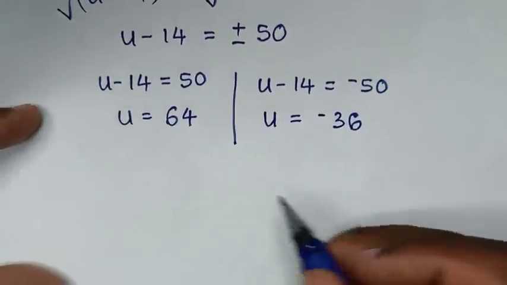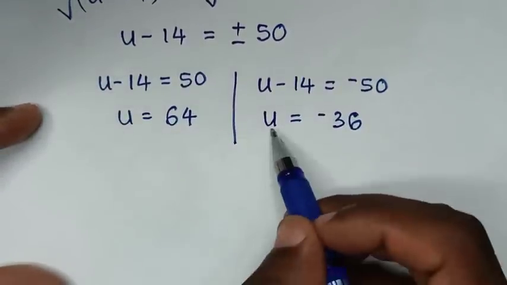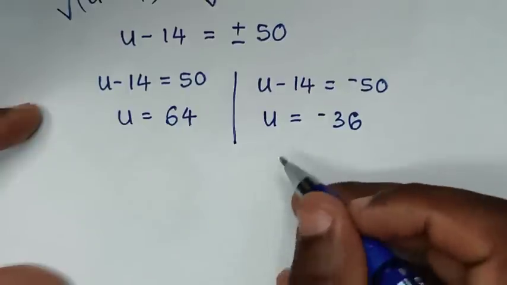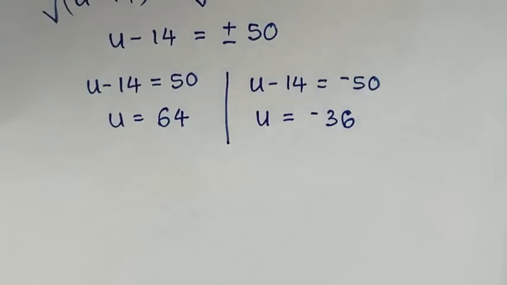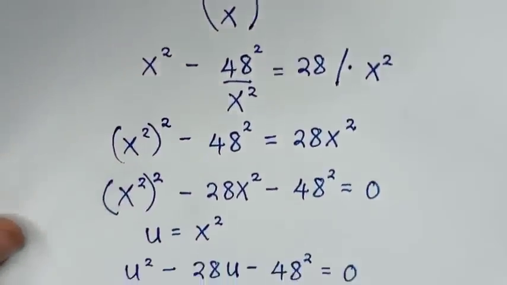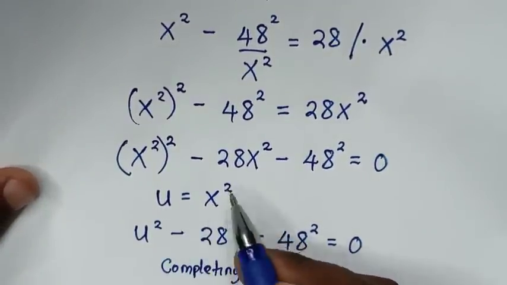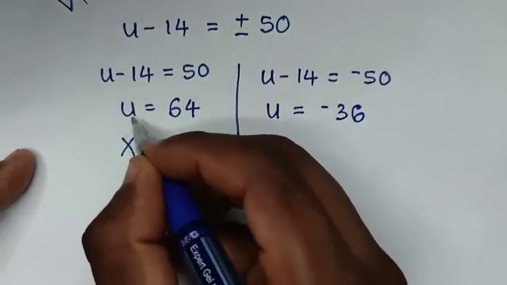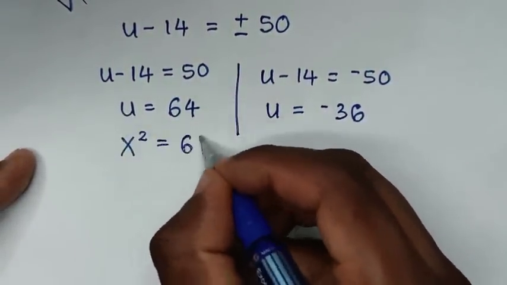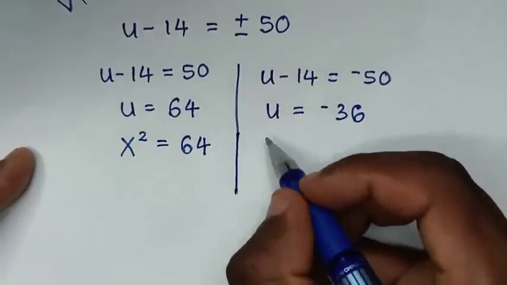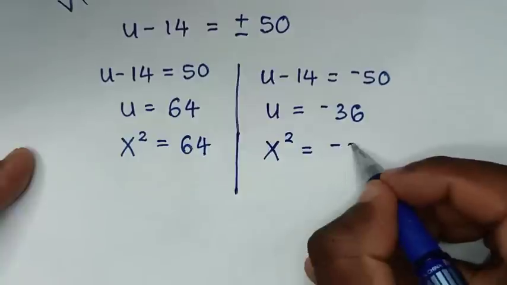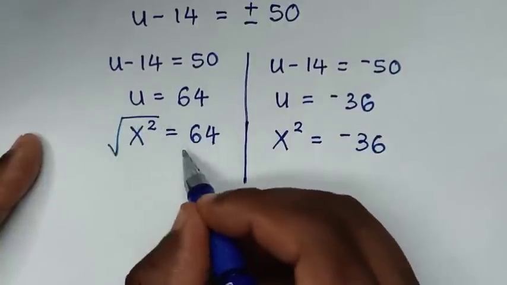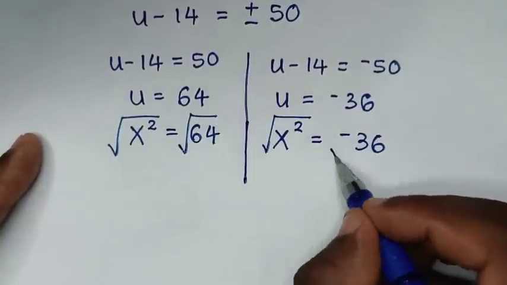Then from here, because here we'll get the values of u, but we're supposed to get the value of x and then the value of y, then we find x plus y. So from here we recall, before we let u, this u, it is x squared. So x squared, which is u, is equal to this 64. And also in here, u, it is x squared is equal to negative 36.